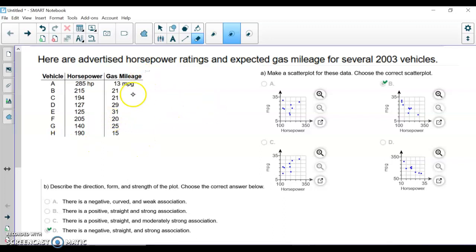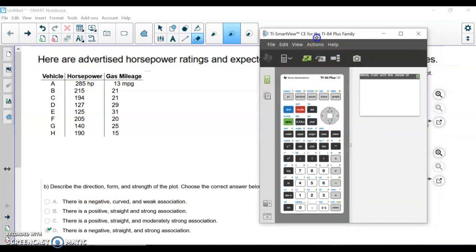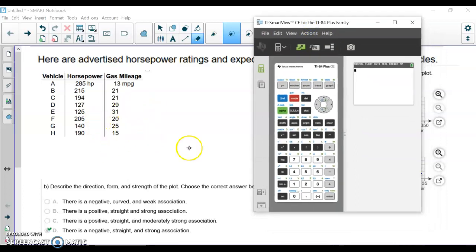So first thing to do, as far as viewing what's going on here, it says to create a scatter plot. A scatter plot's a good way to just get a nice visualization of the data. So when you're making a scatter plot, I'm going to have to pause this because I need a calculator going. There we go. Okay, so we're going to feed this information into our stat list.